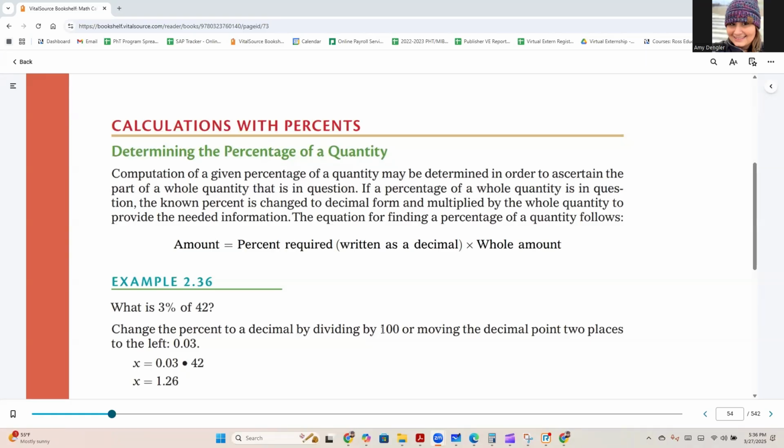Calculating with percents, determining the percentage of a quantity. Computation of a given percentage of a quantity may be determined in order to ascertain the part of a whole quantity that is in question. If a percentage of a whole quantity is in question, the known amount is changed to decimal form and multiplied by the whole quantity to provide the needed information. The equation for finding a percent of a quantity follows. Amount equals the percent required, written as a decimal, times the whole amount.